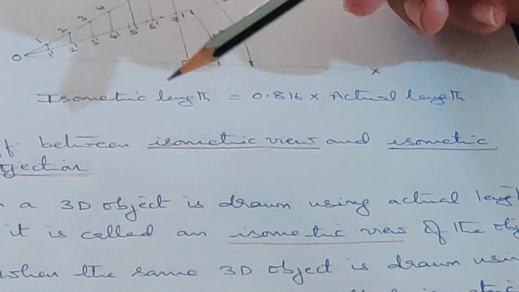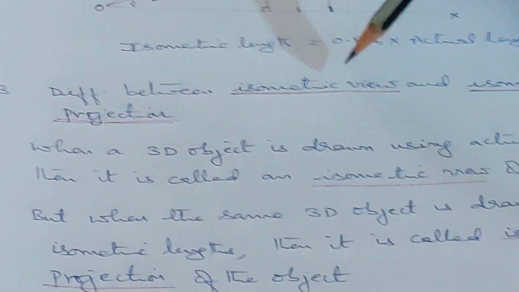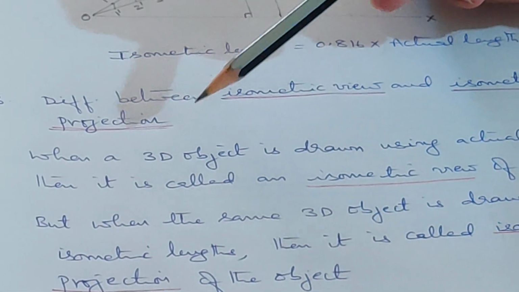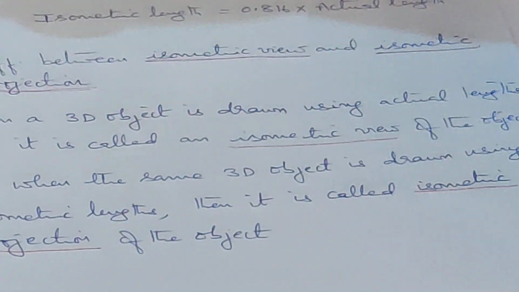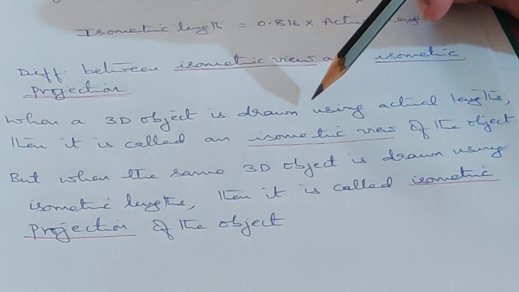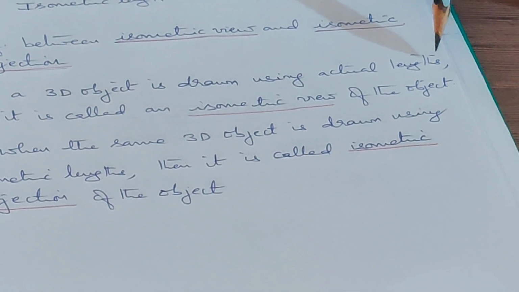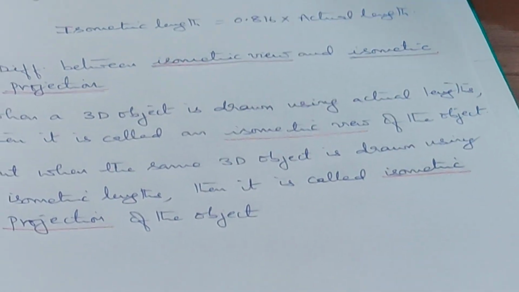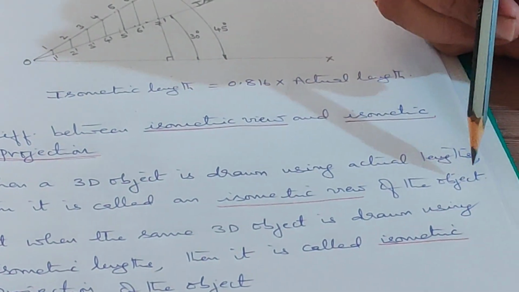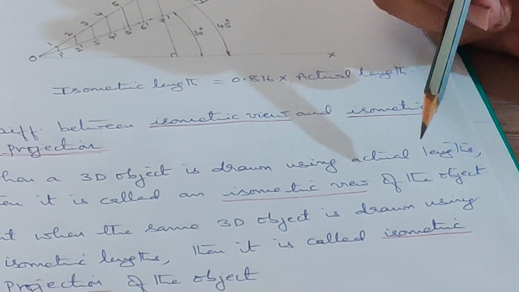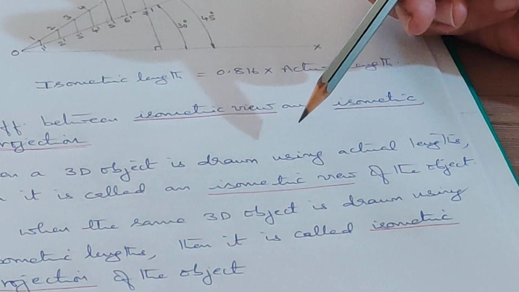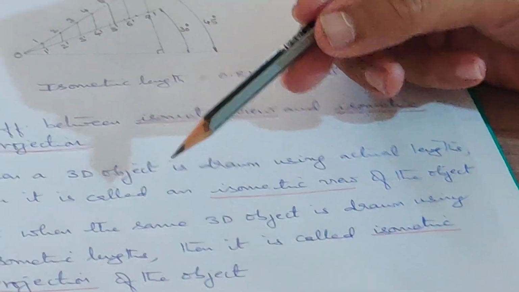Now the last topic is: what is the difference between isometric view and isometric projection? Okay, I have written here, you can just see. When a three-dimensional object is drawn using actual lengths, actual lengths meaning from the actual scale, then it is called an isometric view of the object. Did you follow? When a 3D object is drawn on a plane of paper using actual lengths, it is called an isometric view.